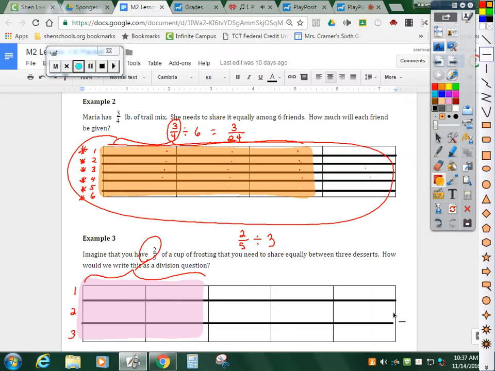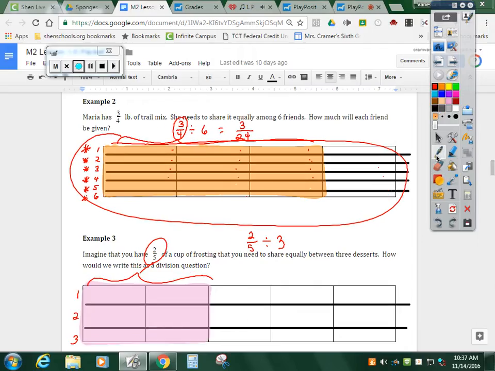Okay, in every section, now I have to look at each section. I need to look at each section and say, okay, how much is in each of these sections? 1, 2, 1, 2, 1, 2. So each section is going to have 2.